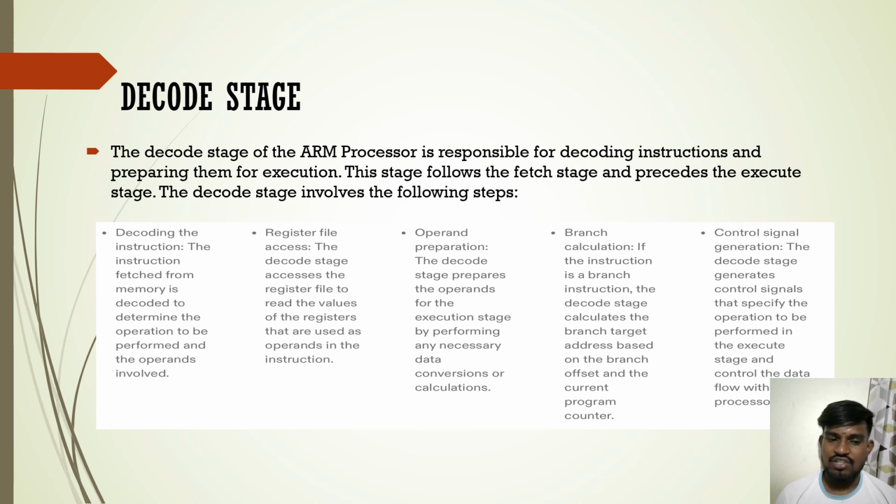Branch calculation. If the instruction is a branch instruction, the decode stage calculates the branch target address based on the branch offset and the current program counter. Control signals. The decode stage generates control signals that specify the operation to be performed in the execute stage, and control data flow within the processor.